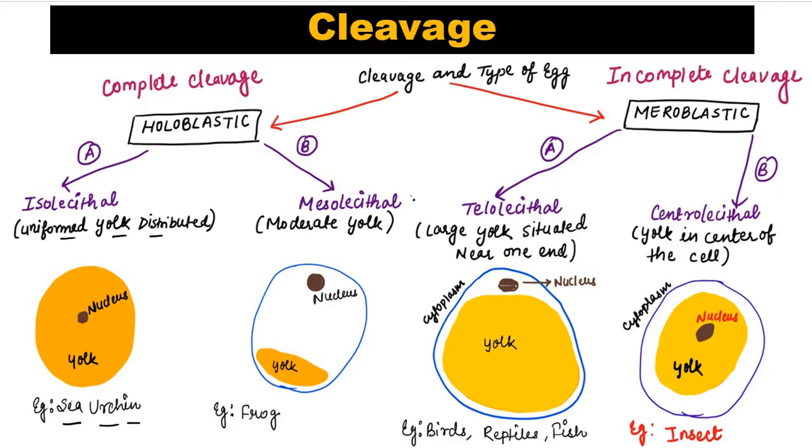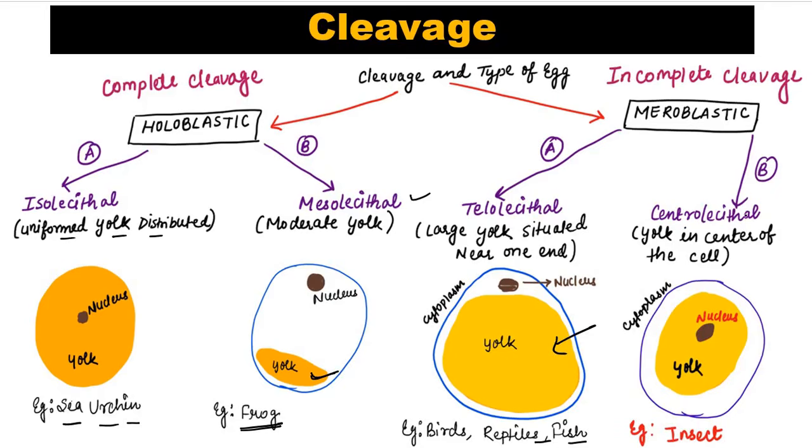And if we talk about the mesolecithal, where there is a presence of a moderate amount of yolk, you can see this condition mainly in the case of a frog. If we talk about the telolecithal, in this case the large yolk is mainly situated near one end, in a large concentration, and this type of cleavage we mainly see in the case of reptiles and fishes.